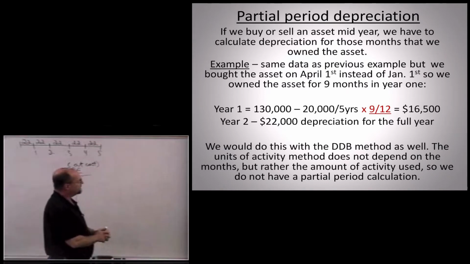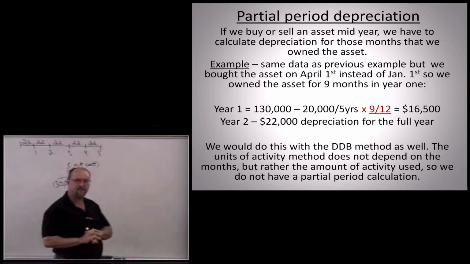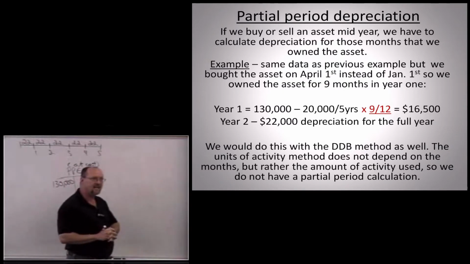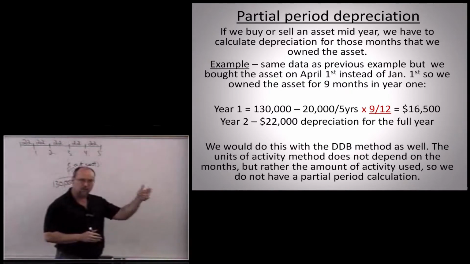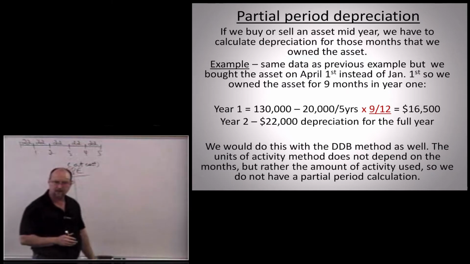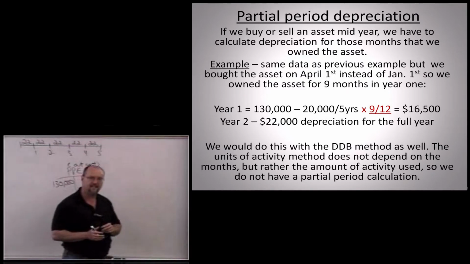If we buy an asset, or sell an asset for that matter, mid-year, anytime other than January 1st to December 31st, we have to calculate depreciation for those months that we owned the asset. Now let me give you an example. If we bought an asset on April 1st, then we owned it April, May, June, July, August, September, October, November, December. We owned it for 9 months. We would have to calculate 9 months depreciation.